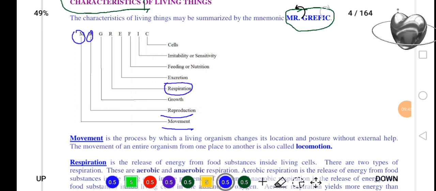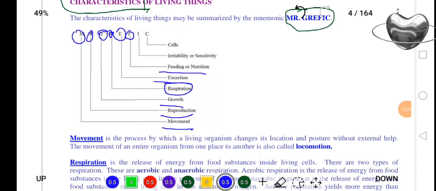G stands for growth. E stands for excretion. Feeding, which is F, is also known as nutrition. I stands for irritability, which is also known as sensitivity. Cells, we have a letter C, which stands for cells.